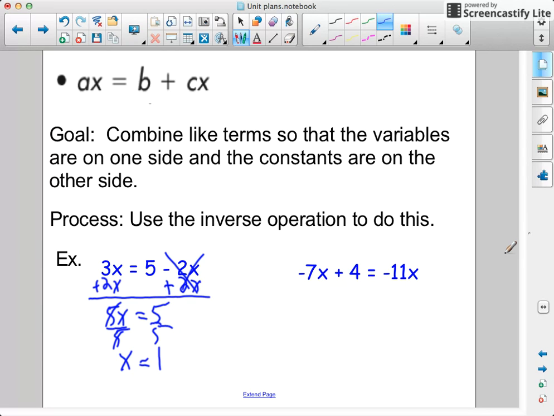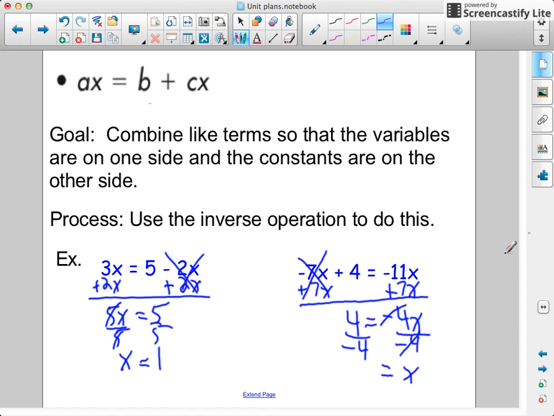Okay, let's try this one over here. So to combine my variable terms, I could plus 7x to both sides. These cancel. I'm left with 4 equals negative 4x. Now to solve for x, I want x to be positive. If it's negative right now, I'm going to divide by another negative, because a negative divided by a negative is a positive. So these cancel and x equals negative 1 this time.